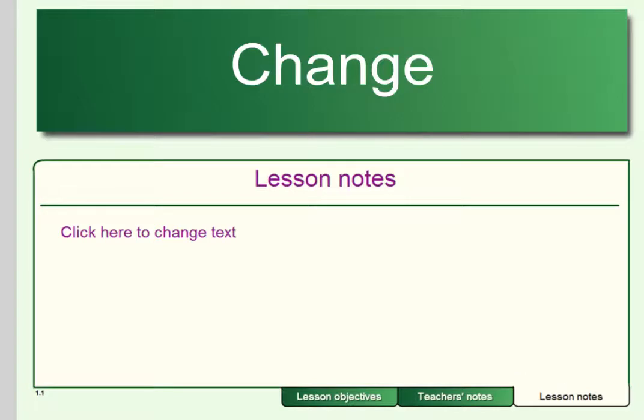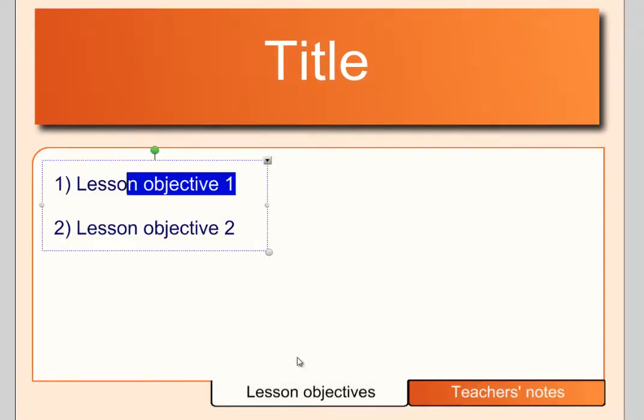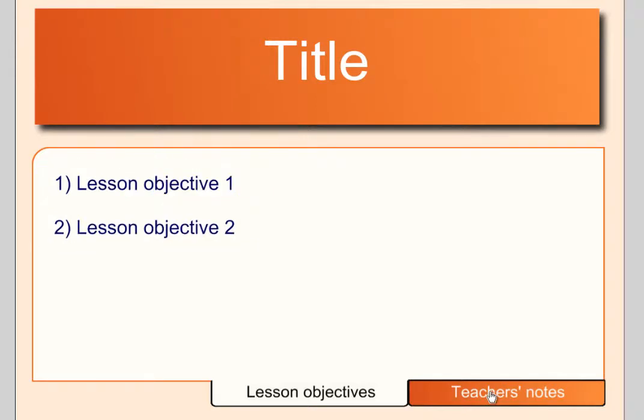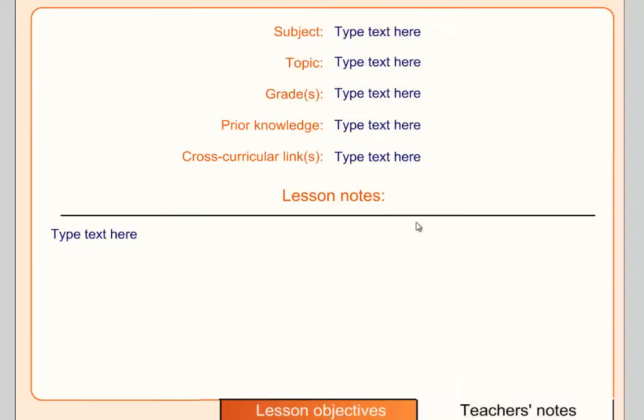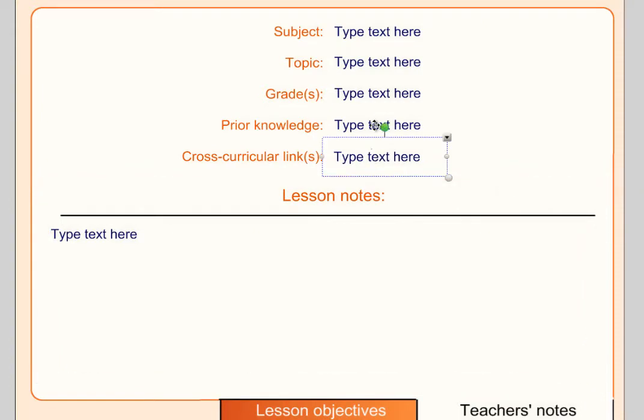If we look at the linked pages, on the first tab, it has the title, which we can change again, the lesson objectives, which we can change. If I click on the teacher's notes, it links to the next page, and I have 2 pages in one. So here's all the teacher's notes, and here's the lesson notes. And once again, we just simply go and click and change.